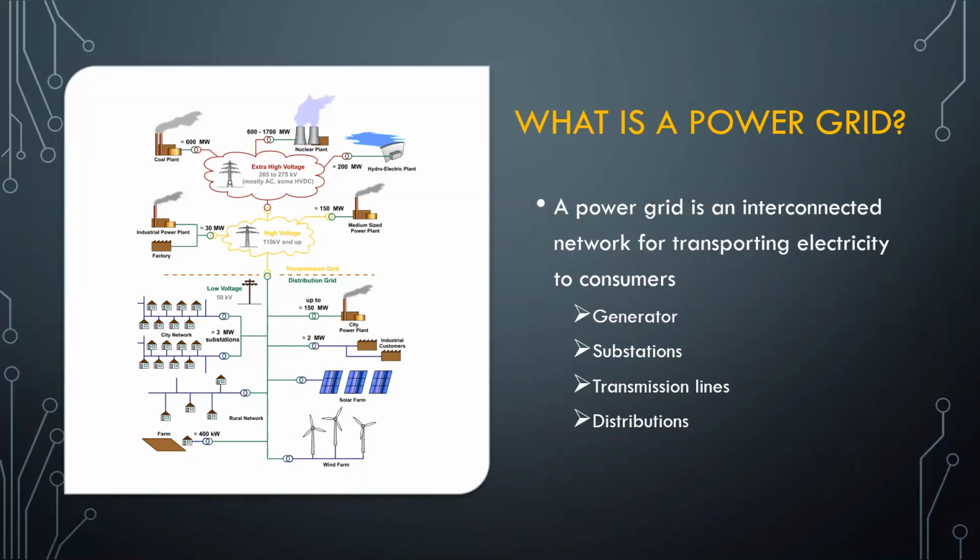What is a power grid? The power grid is an interconnected network for transporting electricity to consumers. The power grid can contain many different components, including generator stations, substations, transmission lines and towers, and individual consumer distribution lines.